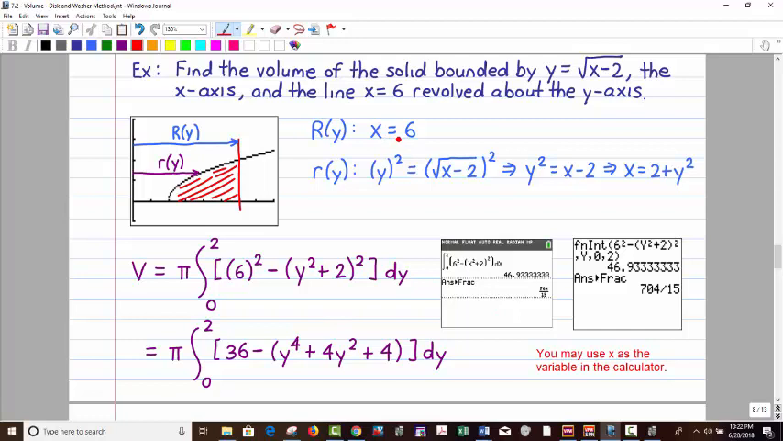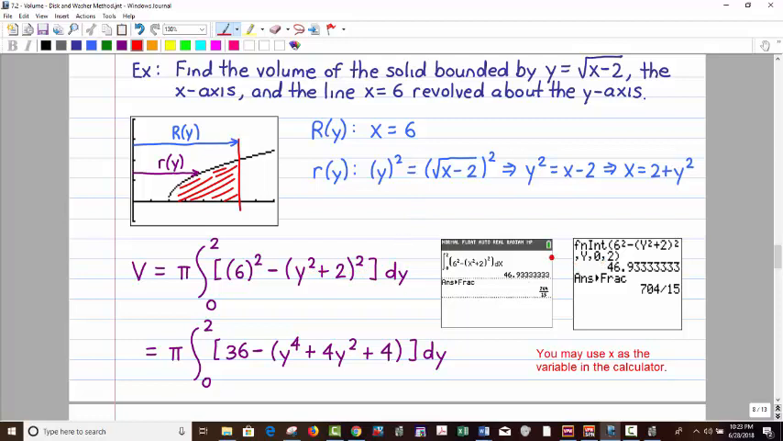But it's outer minus inner. You might think the y squared plus 2 is so powerful it has to go first. That's not the logic behind this. That's not the reasoning. The outer is the 6, and the inner is the curve. So the inner goes second. So it's 6 squared minus y squared plus 2 squared.